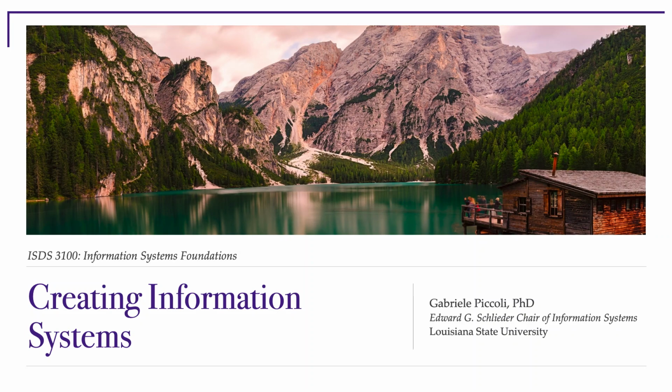Welcome to the next phase of our learning journey. This chapter will focus on how organizations create information systems, and it maps to chapter 11 of our book.